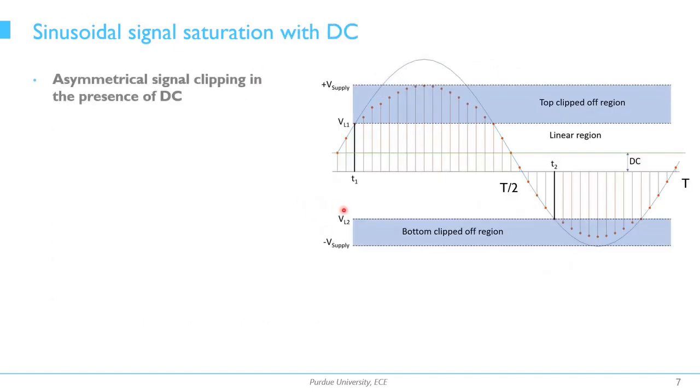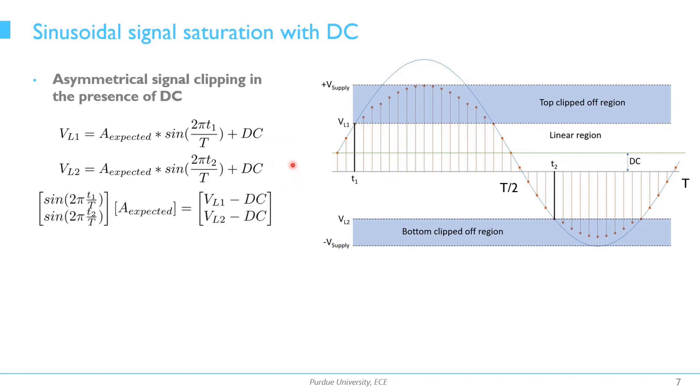In the most general case, with the presence of a known DC value, the clipping becomes asymmetrical. The time instances where the signal starts to get saturated, T1 and T2, correspond to VL1 and VL2, which are the saturation voltages. They are related by these set of mathematical equations.